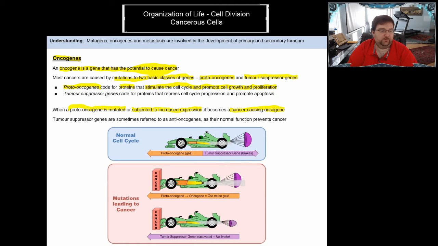Let's look at tumor suppressing genes. So if you have a tumor suppressor gene, what these do is they generate proteins. Remember, genes generally code for specific proteins. These proteins, their job is to repress the progression of the cell cycle. So they're like the brakes. When you have tumor suppressor genes, and it's a good thing you do, it puts a stop to the cell cycle, right? And it slows it down.